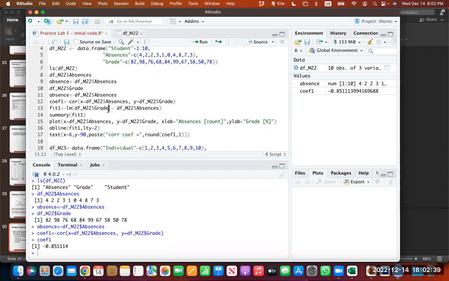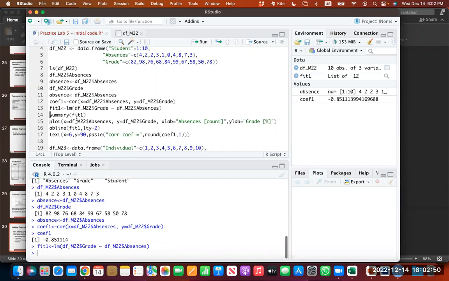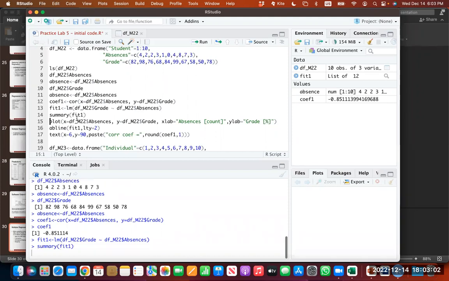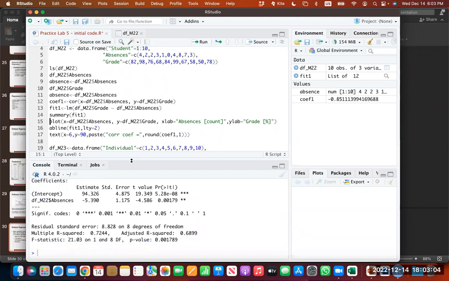Good. Now select nothing, just click anywhere in line 13 and run line 13. Now you get something new. You get here fit1. And fit1 is your model. And fit1 can be called and characterized by summary(fit1).